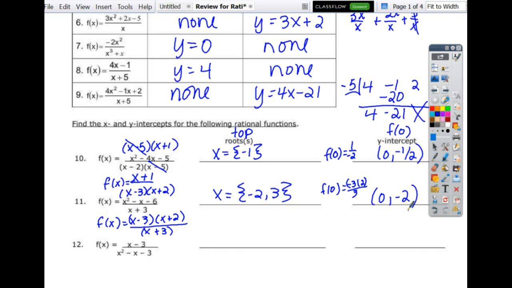So on the last one, if I factor the bottom, it doesn't factor. Okay, so we're going to skip this one. All right. So on your test tomorrow, they're all going to factor. Okay.